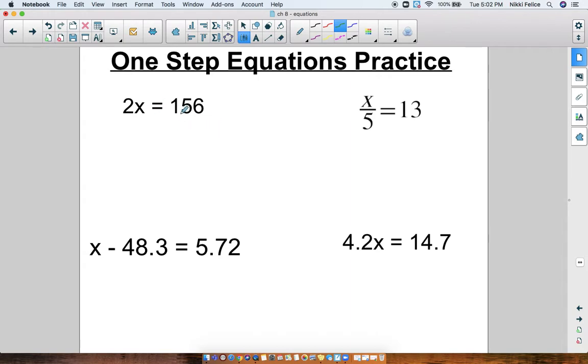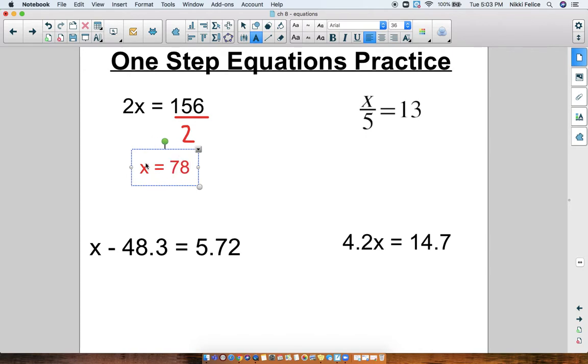Okay, so you should have done these problems by now. So let's double check our work. I'm going to try to type to see if that's a little bit easier. So for the first problem, we have 2x equals 156. This is multiplication. So what are we doing? We're going to divide 156 divided by 2. And after you do your division, you should get that 156 divided by 2 equals 78. So our answer here is x equals 78.